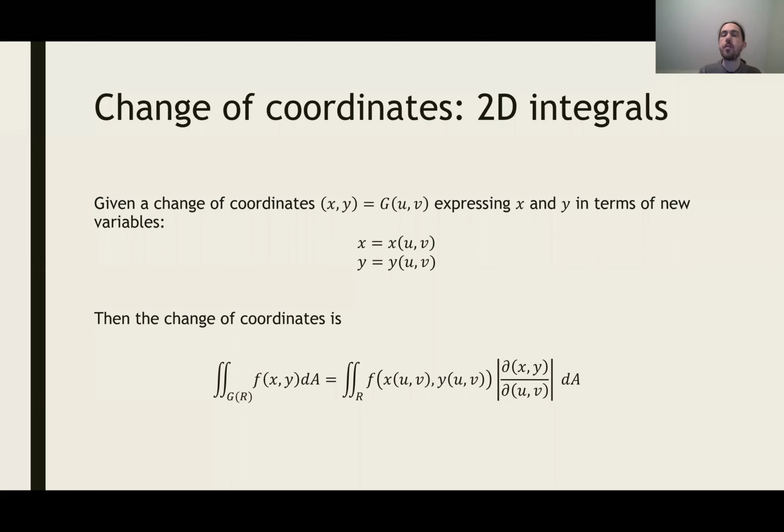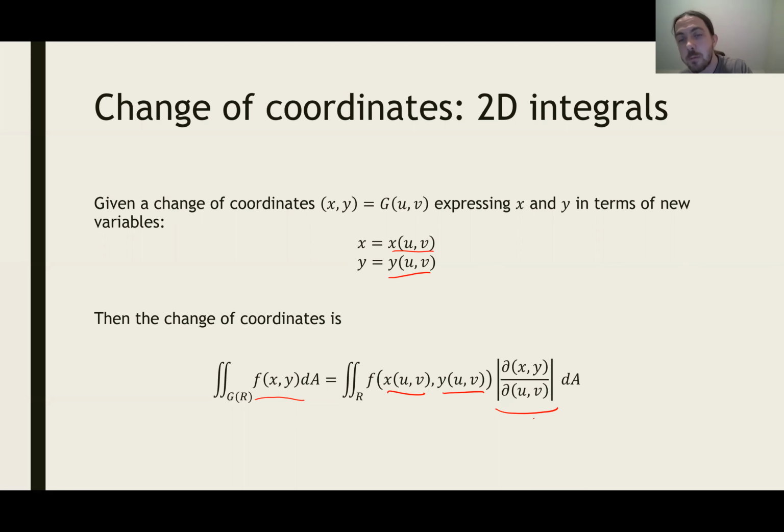Let's start by talking about changes of coordinates for integrals in 2D. To do a change of coordinates, we have to have two new variables, u and v, and we want to express our x and y variables in terms of them. So x and y are functions of u and v. Then the change of coordinates formula says that if I have an integral of some function in x and y coordinates, to convert it into new coordinates, u and v, I replace x and y with what their expression is in terms of u and v.